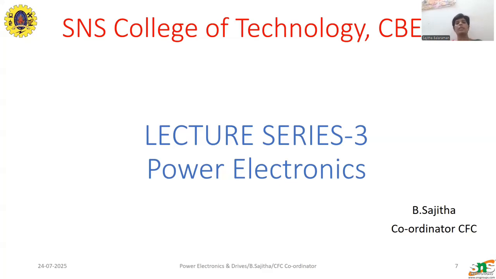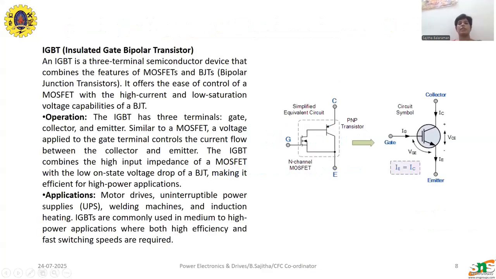So now let us move to the next device, which is the IGBT, or the insulated gate bipolar transistor. Here you can see the IGBT is a three-terminal semiconductor device that combines the features of both the MOSFET as well as the BJT.